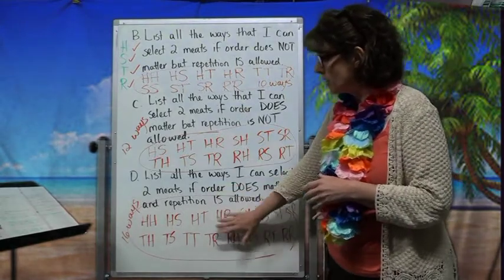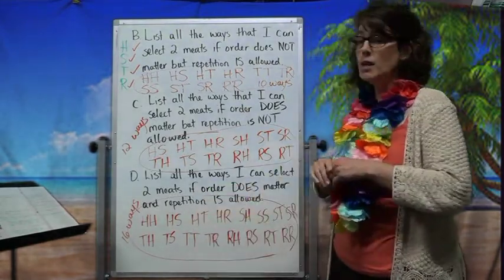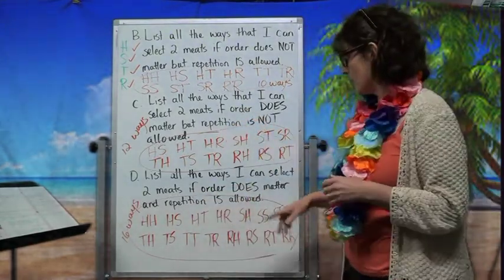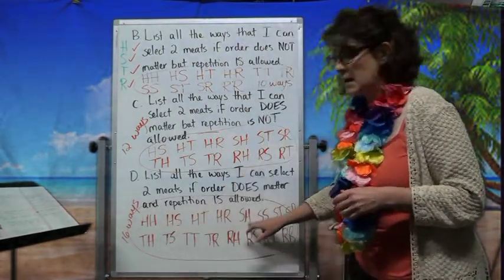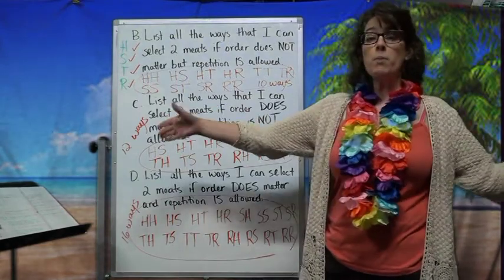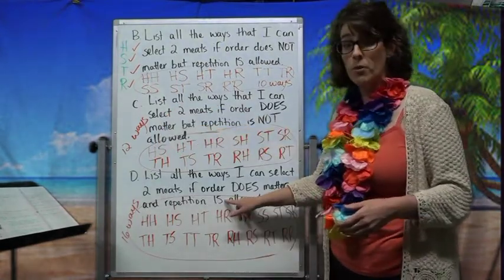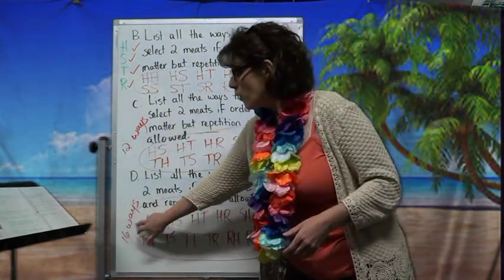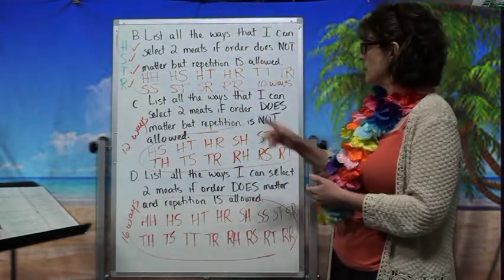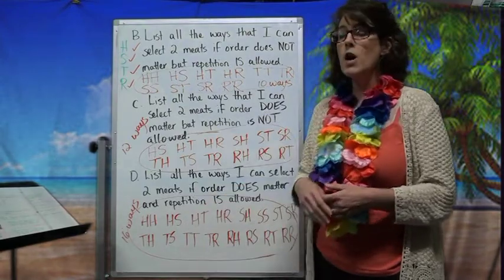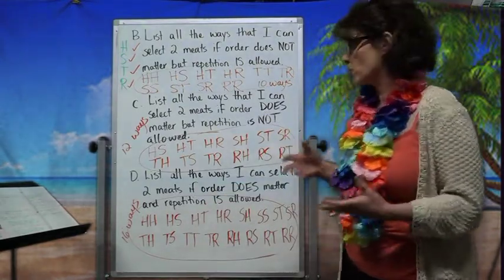But look at this one down here. Suddenly we've opened up the doors and we've said, okay, order does matter. So ham salami and salami ham are not the same sandwich. We open up more combinations and now double the meats is okay. Look, we went all the way to 16 different combinations. The first one we had 6 combinations, then 10, then 12, then 16. We've increased our list tremendously.